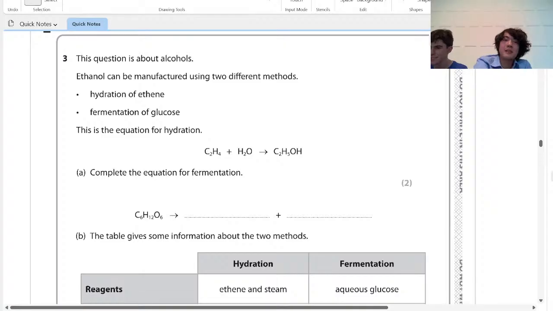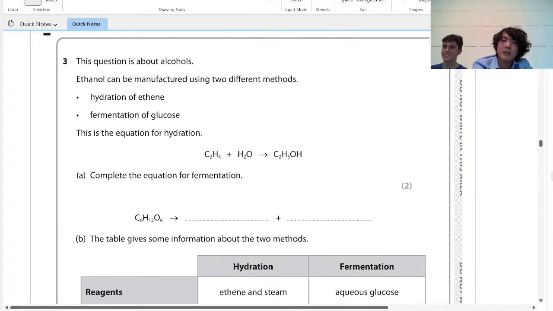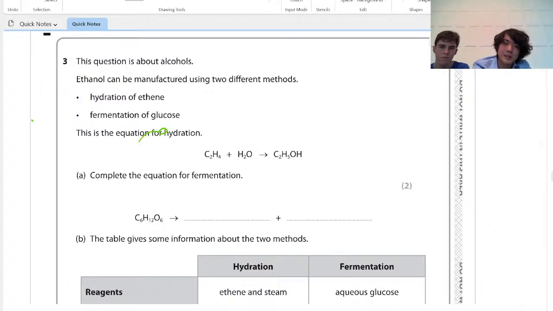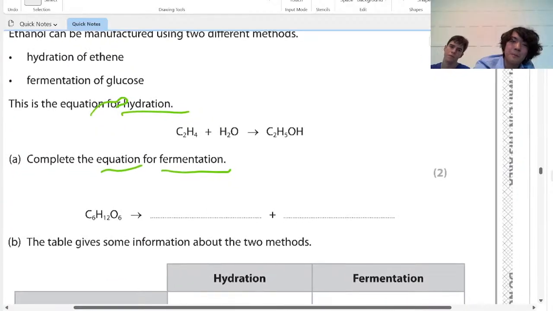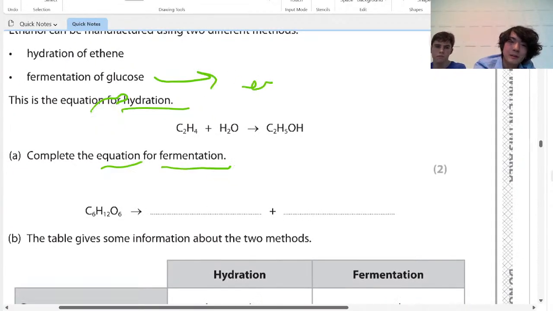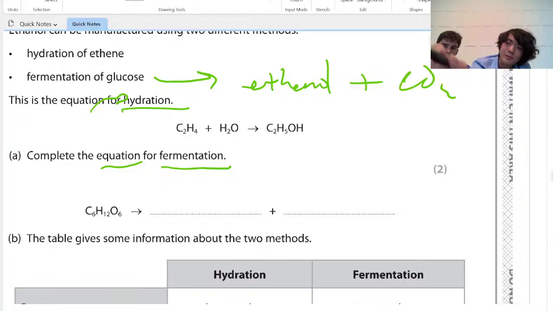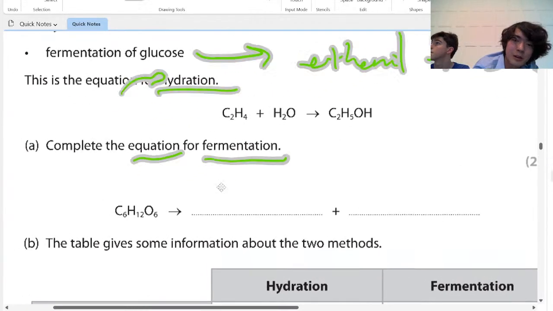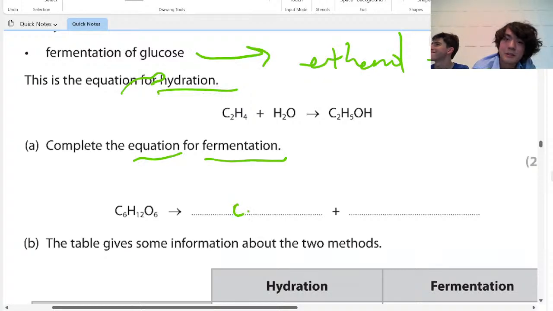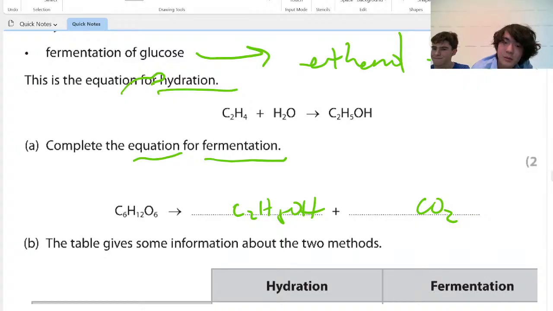So, this question is about alcohols. Ethanol can be made from hydration of ethene or fermentation of glucose. This is a reaction for hydration. Complete the equation for fermentation. So fermentation makes ethanol, that's given, and carbon dioxide. So we're going to make ethanol and CO2, and we just need to balance that.